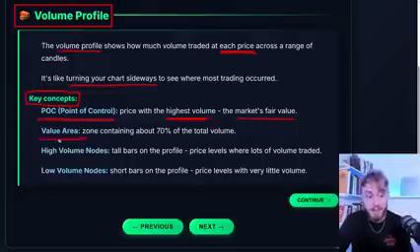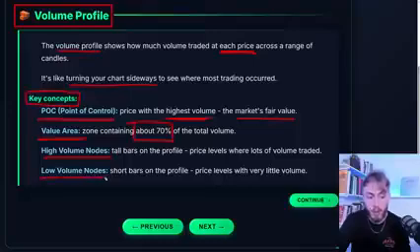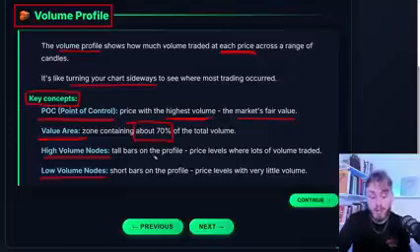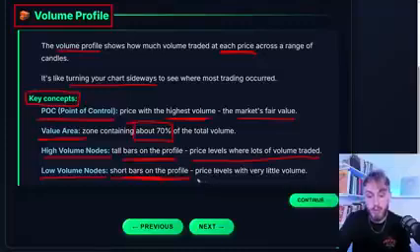Then we have the value area. This is the area where about 70% of the total volume got traded. But here are two new terms. We have something called a high volume node and a low volume node. And these terms are very simple. High volume nodes are tall bars. And I will show you this exactly when we take a look at the visual, but they are basically tall bars on the profile, which represent lots of volume traded, and low volume nodes are short bars on the profile, which are levels with very little volume.